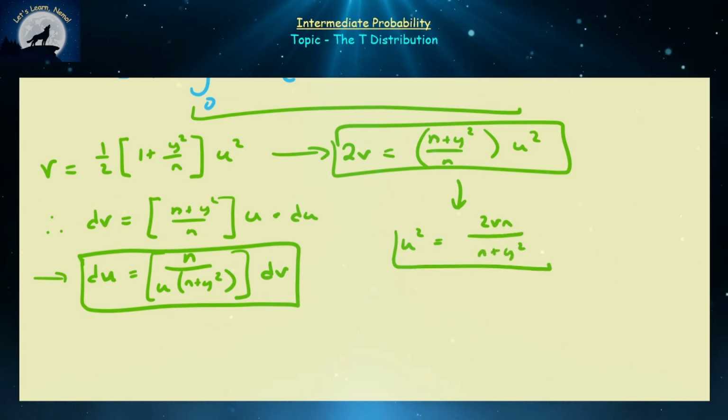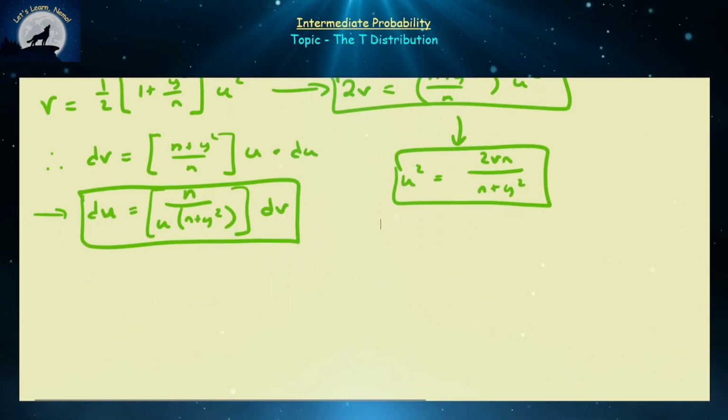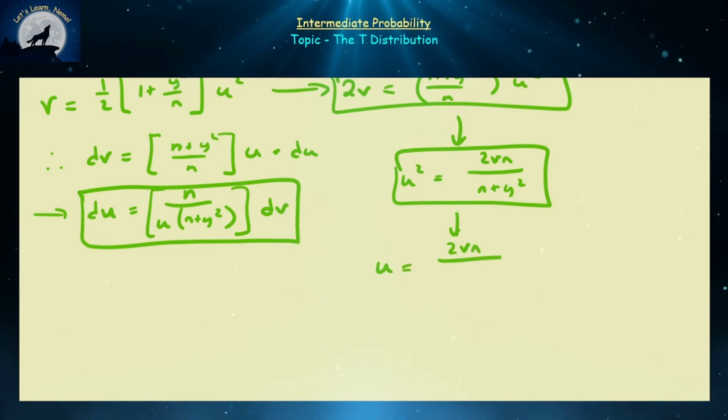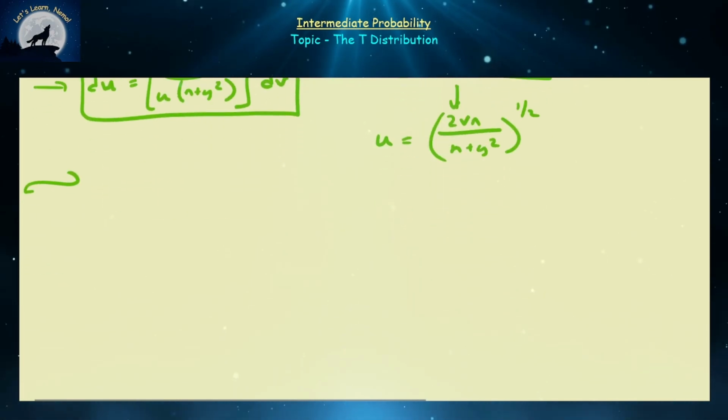And then from here, you can get an expression for u by taking the square root of both sides. And since u is always positive, we can just take the principal square root of that, giving us u is equal to (2vn all over (m plus y squared)) to the power of 1 over 2. So that's going to be our transformations to do our u substitution, and then we can move on with our integration strategy. So once we have that, what are we going to have?